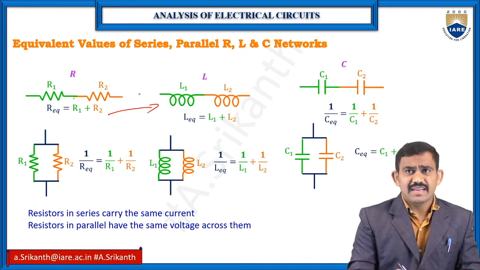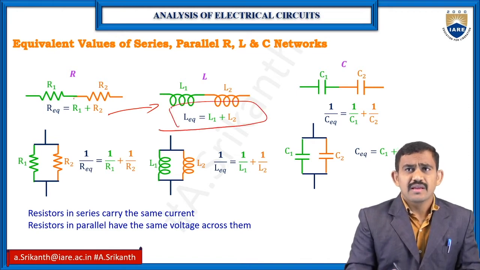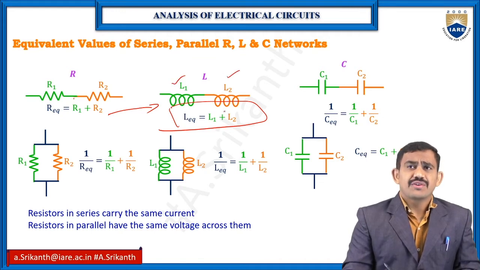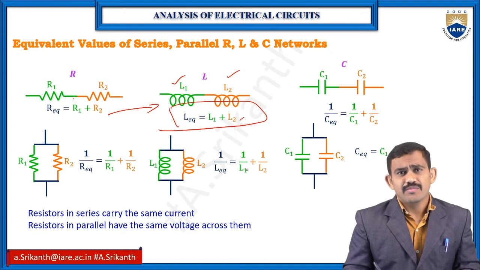Coming to inductor, also the same. For resistors and inductors, we have the same formula. For series L1 and L2, L equivalent is L1 plus L2, and for parallel, 1 by L equivalent is 1 by L1 plus 1 by L2.